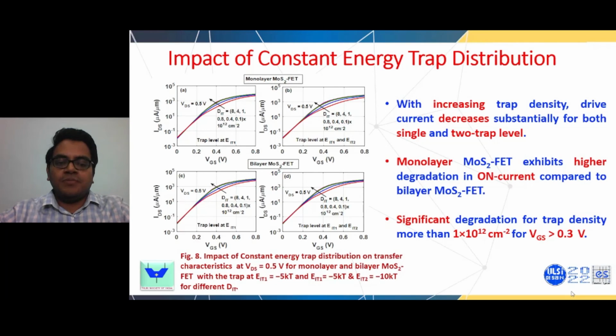In between MoS2 monolayer and bilayer FET, it is the monolayer FET which exhibits higher degree of degradation in the on current compared to the bilayer MoS2 FET. From the figure, it can be seen that significant degradation is seen for interface trap density of around 10 to the power 12 per centimeter square for values of VGS greater than 0.3.